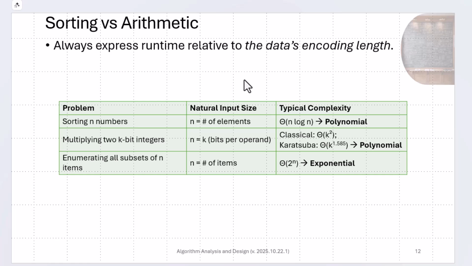Enumerating all subsets of n items: n equals the number of items, so that's Θ(2^n). That problem is inherently exponential.